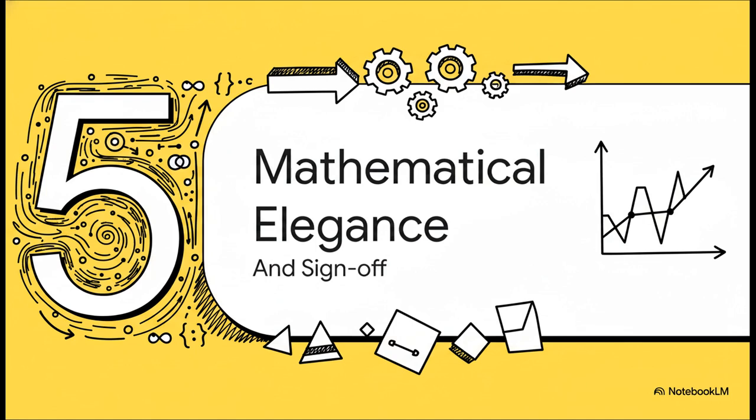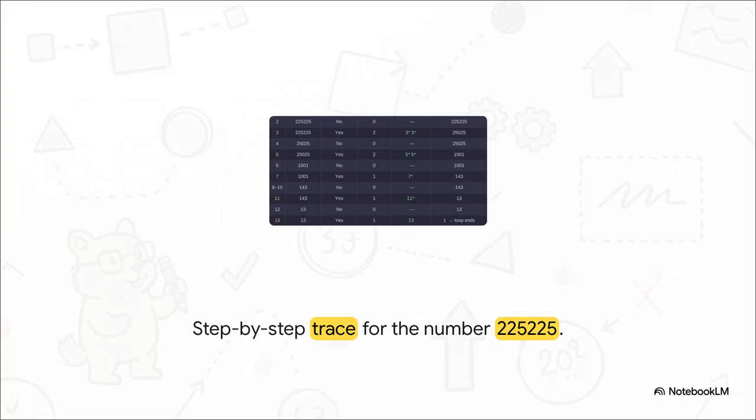Finally, Section 5, Mathematical Elegance and Sign-Off. Just to ensure this clever math actually holds up in reality, let's walk through a step-by-step trace for a much larger composite number, like 225,225. Tracking the state of d and n shows exactly how the inner loop handles those repeated factors gracefully without any extra messy logic. You can see d testing 2, failing, then testing 3, dividing it twice, and just shrinking n all the way down. The matrix completely proves the logic holds up.